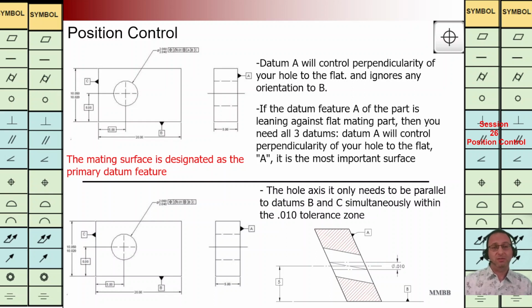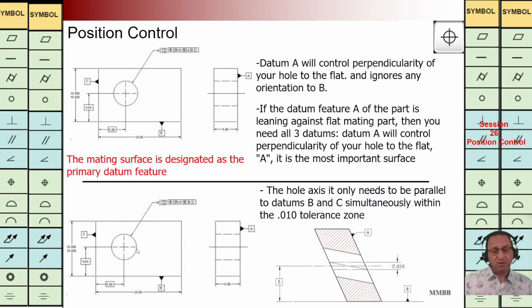Today we're going to talk about position control. At top we are going to control the center of this hole by this FCF. We have positioning control, we are going to have a cylinder with a diameter of 0.01. We have modifier MMC back to ABC. A is this plane, B is this plane, and C is this plane. It means this cylinder should be perpendicular to A, and the center of this hole should be in that cylinder.